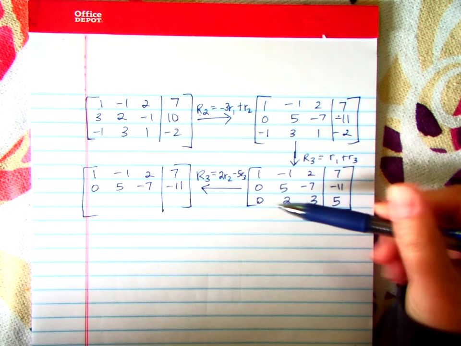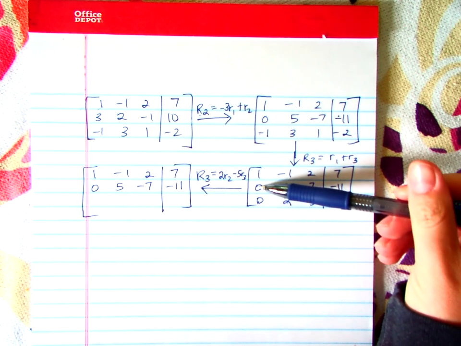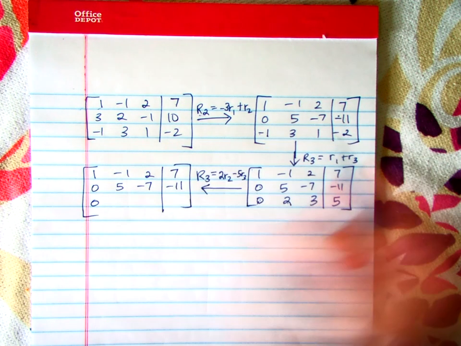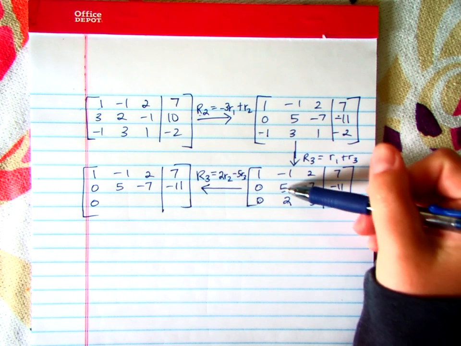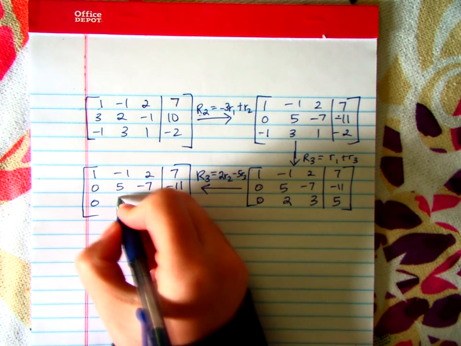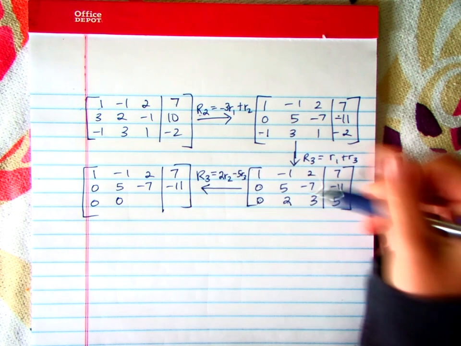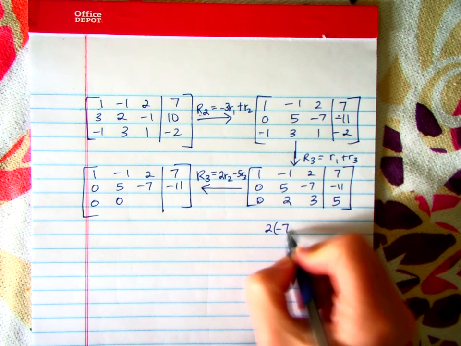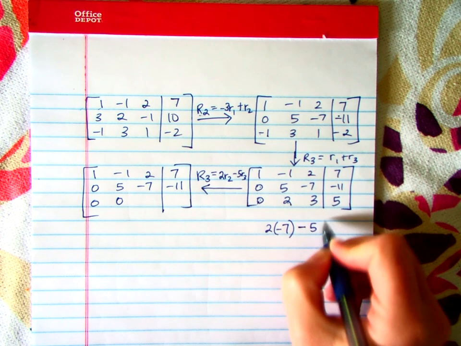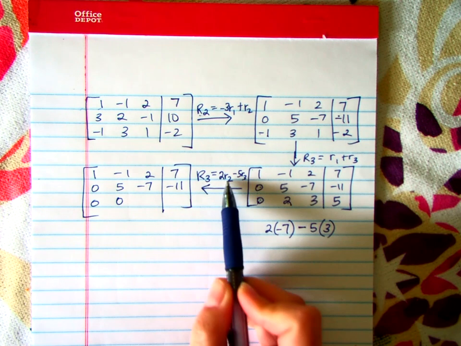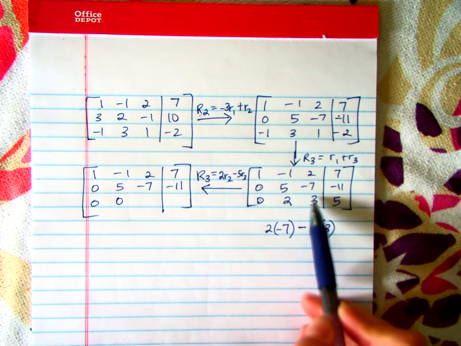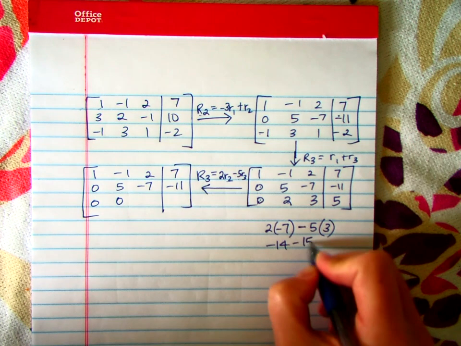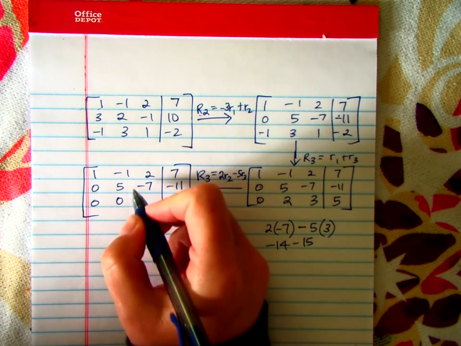So now 2 times 0 minus 5 times 0, 0. 2 times 5 minus 5 times 2, 0. 2 times -7, I'm going to write that out down here. So 2 times -7 minus 5 times 3, right? So -14 minus 15 is how we're going to get this -29 here.